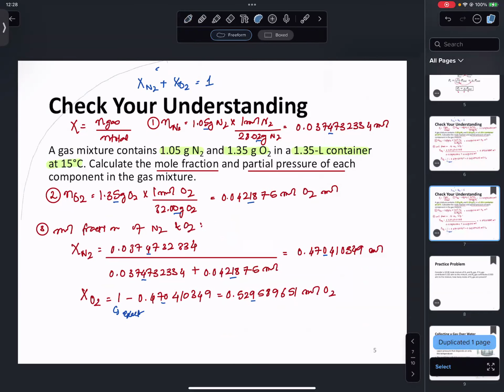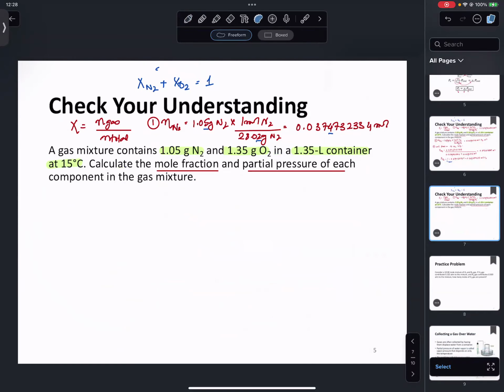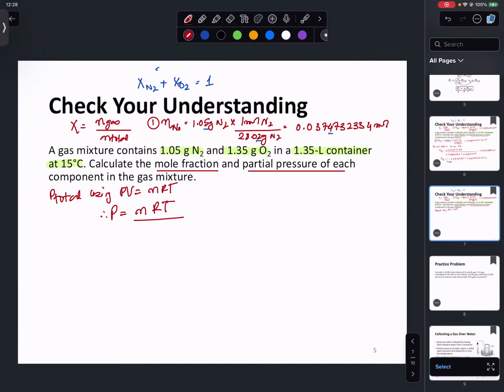And because I will need my previous calculations, let's now calculate the partial pressure of each one. Now, note that I don't have a total pressure, right? And so in this case, I need to calculate the total pressure using the ideal gas equation, which is PV equals nRT. So therefore, P equals nRT over V.